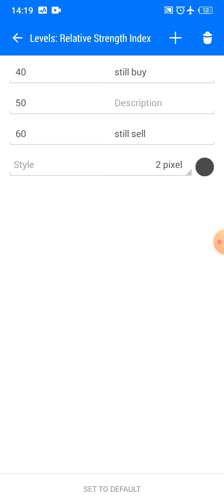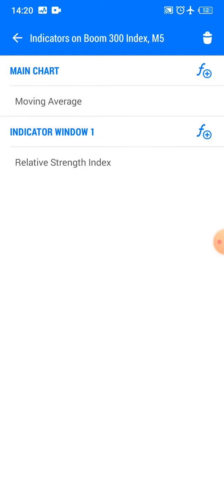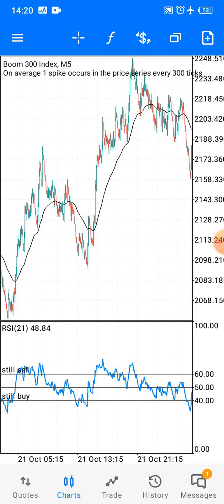So then here levels, take note here. You can screenshot to just remember it by heart. So here we're going to add level 40, and the description says still a buy. Level 50 and level 60 still a sell. Write this description down, or just take a screenshot of it, so that you don't mix the two. So now we are done setting up. Click done. Now we are done setting up our indicators. Should look something like this.